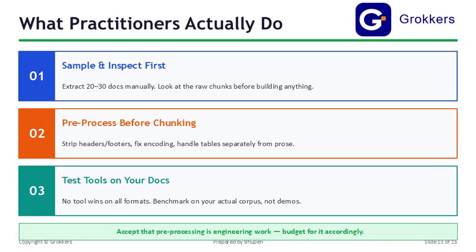The third practice is benchmarking tools on your actual corpus, not on vendor demos. Every tool performs well on the examples in its own documentation. The question is how each tool performs on your specific mix of formats, layouts, and content types. The green note at the bottom is the most important mindset shift. Pre-processing is not a shortcut you skip to save time. It is engineering work, and it deserves a place in the project plan from the start.